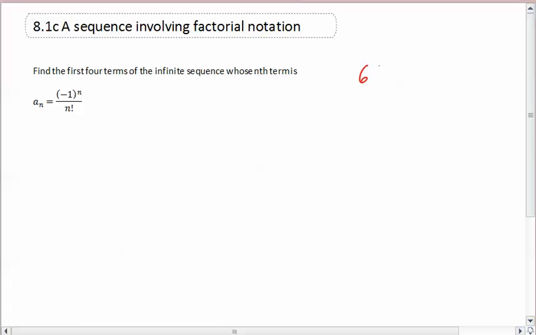For instance, if I have 6 factorial, that means it's going to be the product of 6 times 5, the consecutive, smaller and smaller factors in the positive natural number set. So that's what 6 factorial means. And so we would multiply them all together, and we get 720. So that's what factorial is.